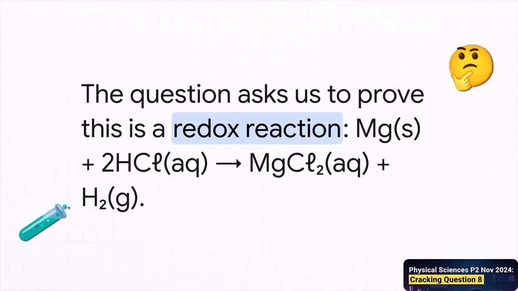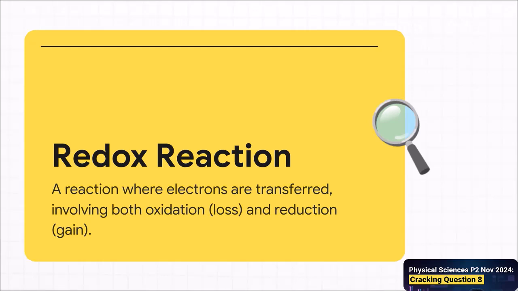Here it is, the reaction they give us. We've got solid magnesium mixing with hydrochloric acid, and it's making magnesium chloride and hydrogen gas. The first task? Prove that this is a redox reaction. So, where do we even begin? Well, we start right here with the basic definition. Redox is all about one thing: electrons moving from one place to another. So if we can show that one substance is losing electrons, that's oxidation, and another substance is gaining those electrons, that's reduction, then boom, case closed.